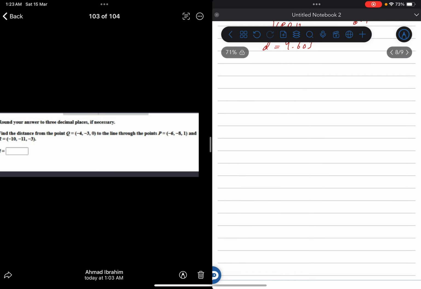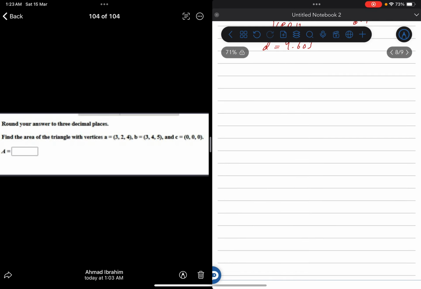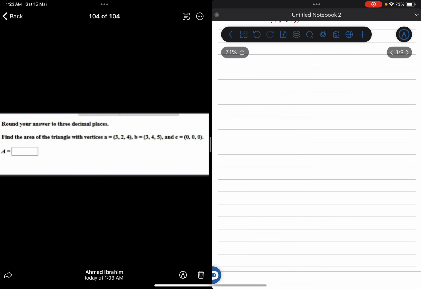Last question, which is fifth. Find the area of triangle with vertex A, B, C. So for the area we have two types. Type 1 asks for the area of triangle, which is A cross B, and when you find the result you have to multiply by half. This is for the triangle.